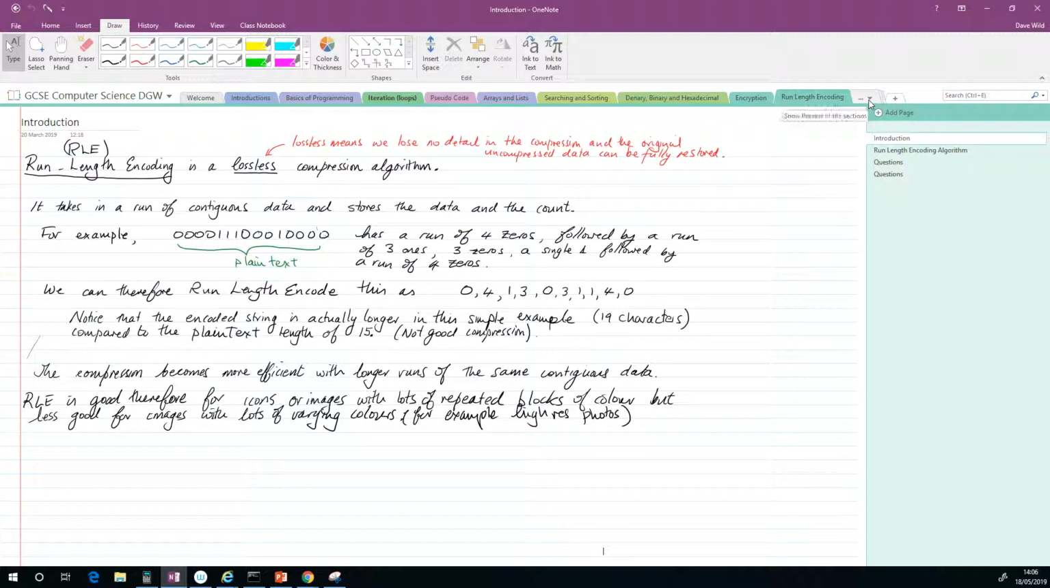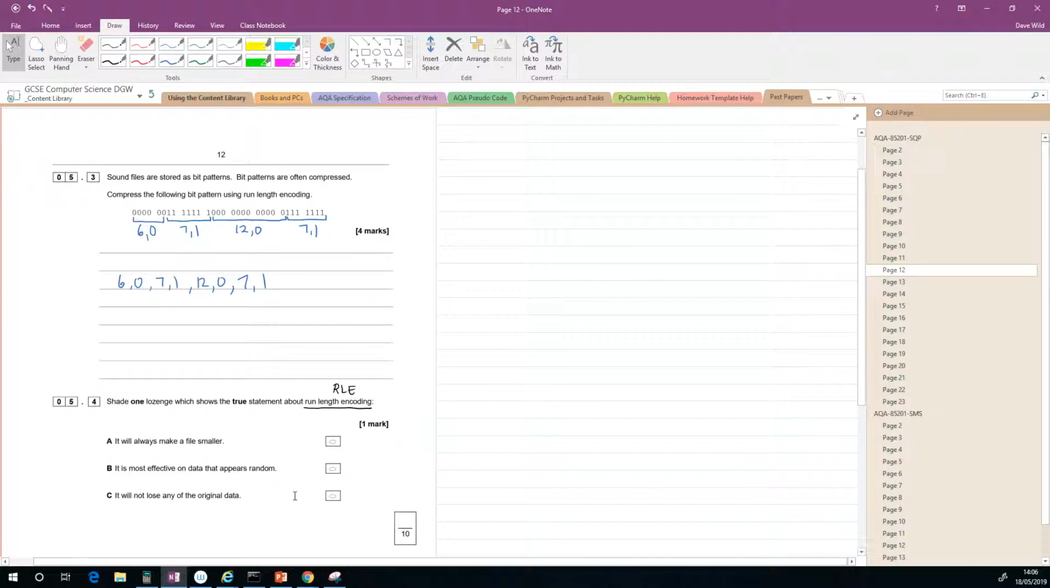Let's go back to our question. Straight away, this is looking like it is true. So we're pretty confident that that is true. Look at the question. It says shade one lozenge. Well, we found the correct answer already, so we don't need to worry about whether these are true or not. But let's have a look at them.